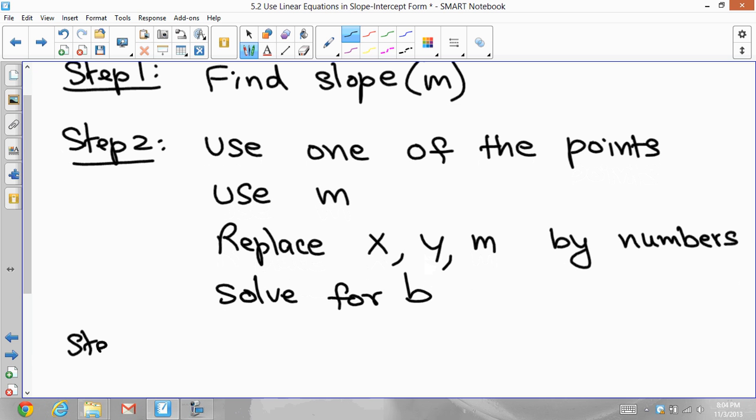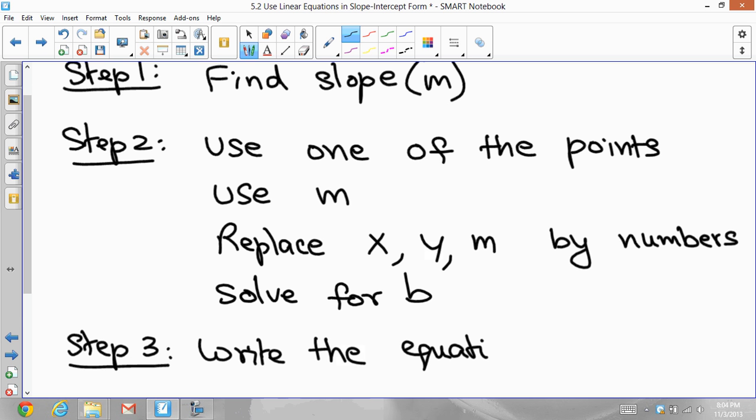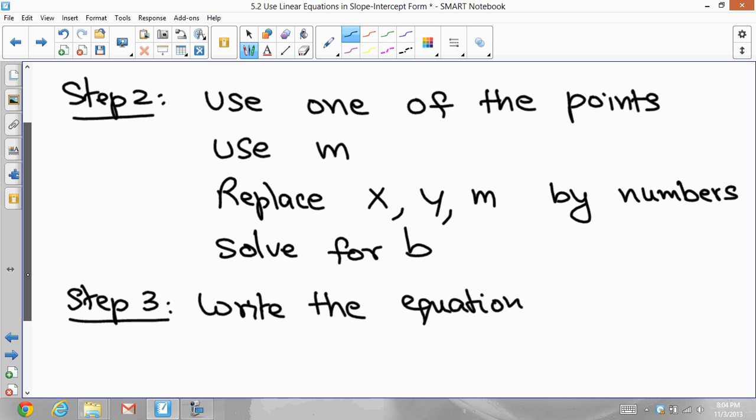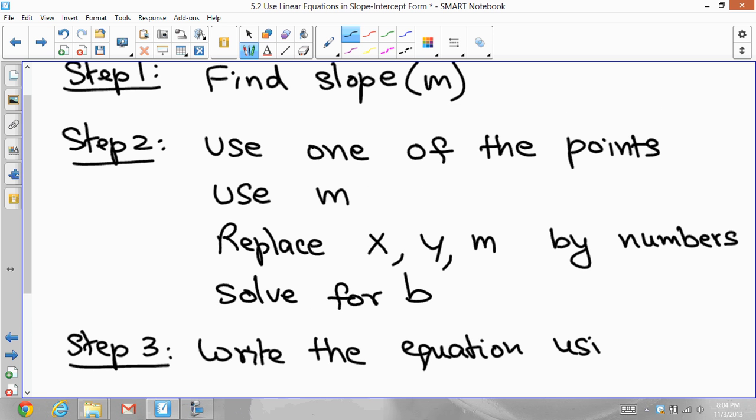Step number 3, write the equation using m and b. So make sure that you write these steps down, and these are the steps involved if you are given the slope and you are given any point and you want to write an equation. Now let's continue.